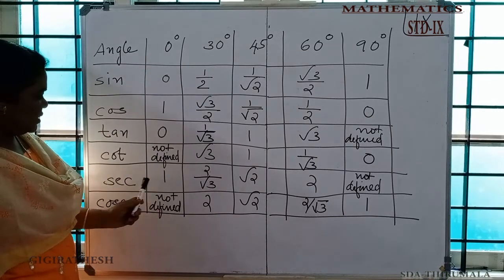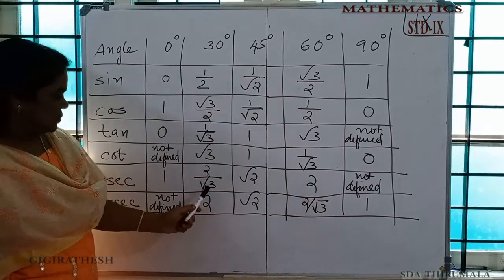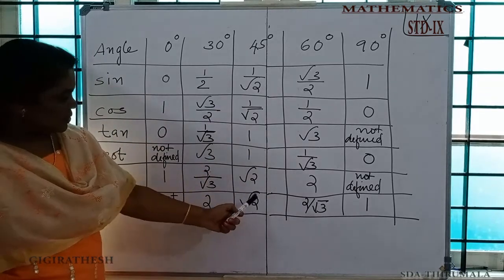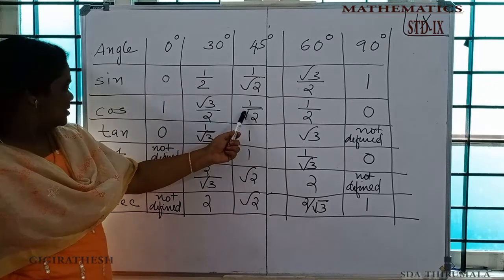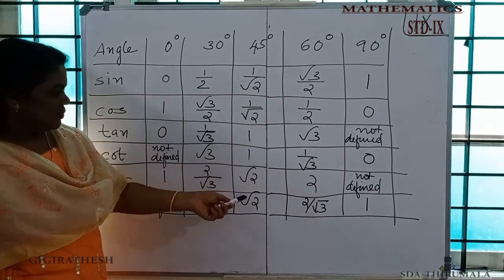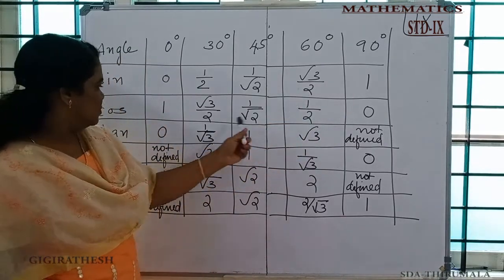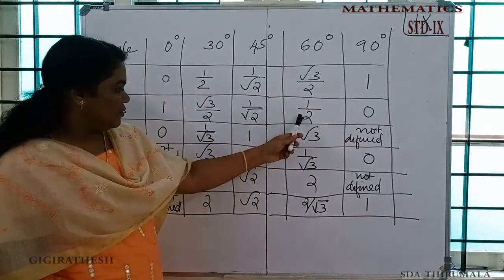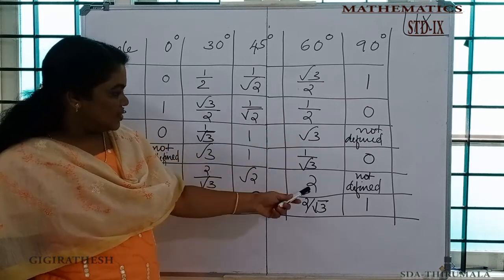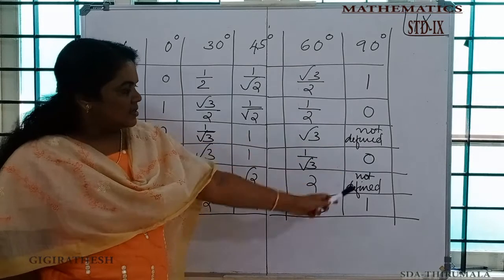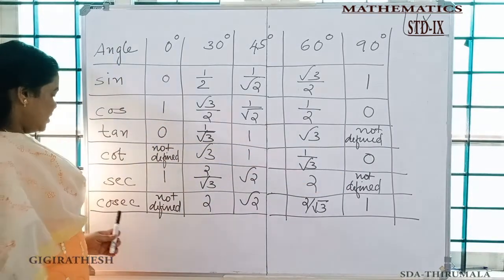And the sec values: sec 0 is equal to 1, sec 30 is equal to 2 by root 3, sec 45 is equal to 2 by root 2, that is root 2, because these are reciprocals of cos. Then sec 60 is equal to the reciprocal of cos 60, that is 1 by 2, so 2 by 1, that is 2. And sec 90 is not defined, that is also infinity.